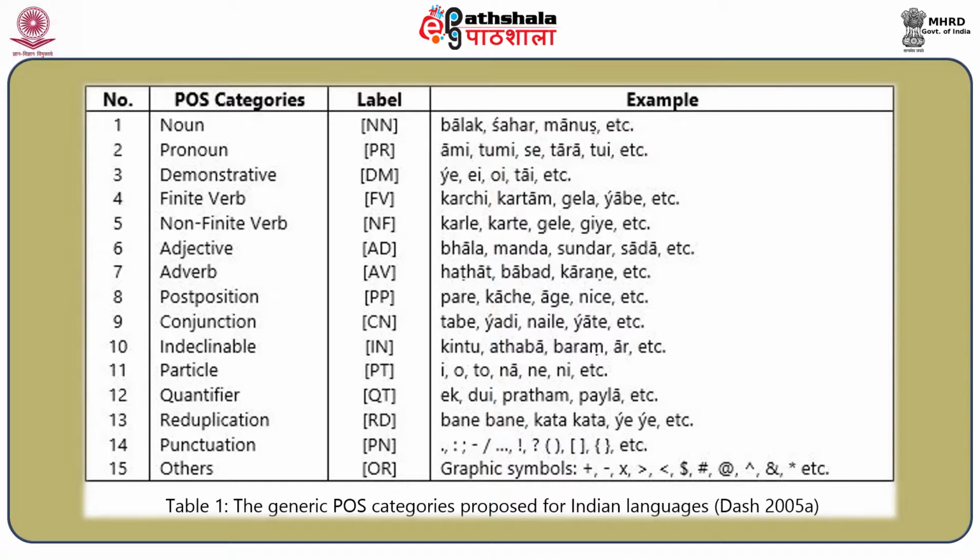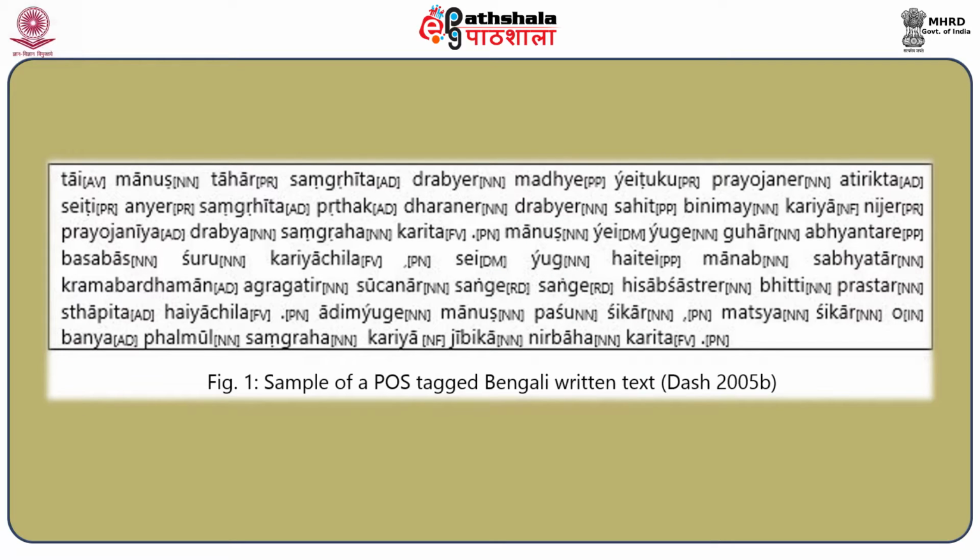I request you to refer to table number 1, where I have given the full set of tags. Following these tag sets, some data were tagged manually to be used as a training database for machine. Once this POS tag set was defined, gradually it has been refined, modified and augmented. Now we have the BIS tag set database, which contains, if I am not mistaken, around 46 or 47 unique tags to be assigned to these words.